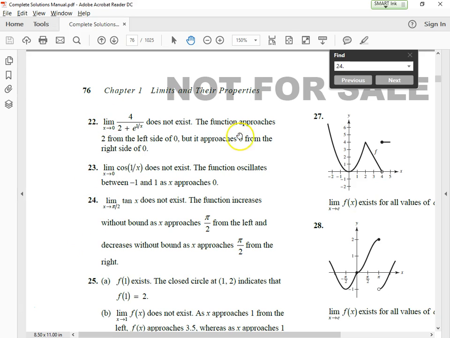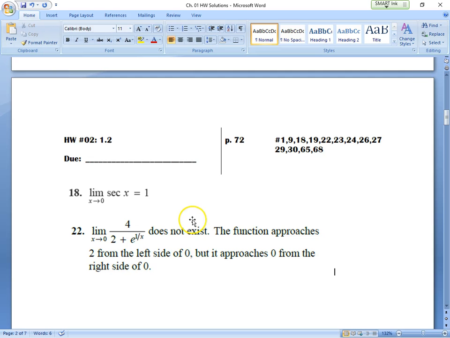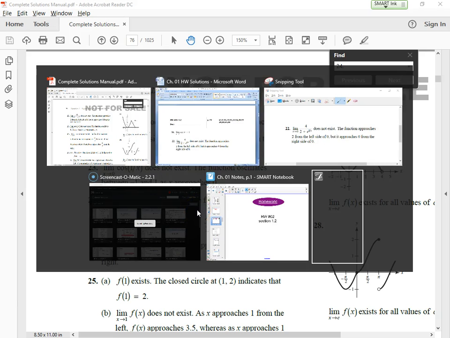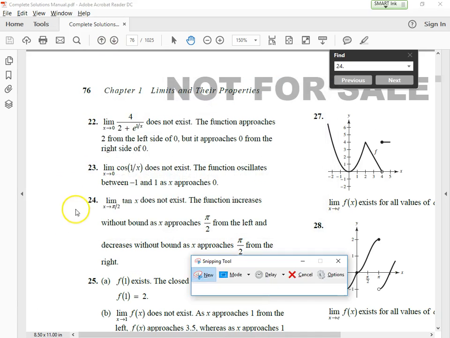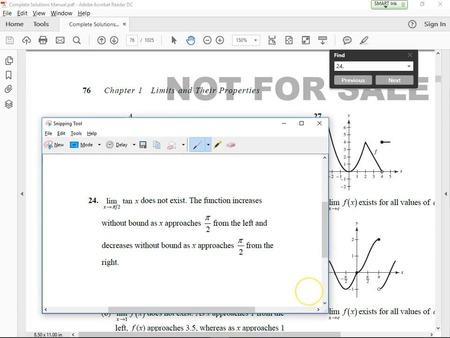The reason for number 22 is that the one-sided limits do not agree. True? What's the reason for number 24? DNE, because the one-sided limits, once again, do not agree. Good. Okay, next one?